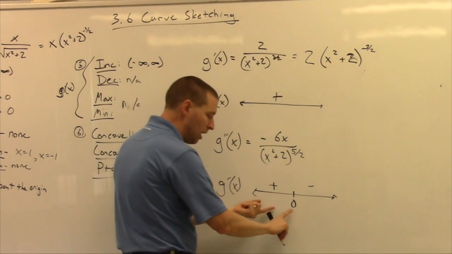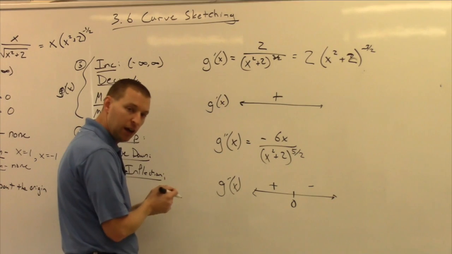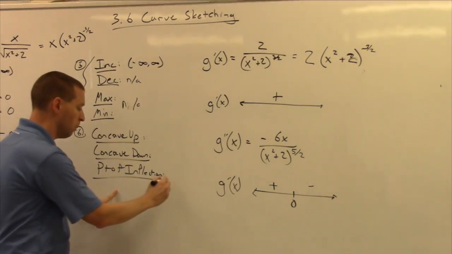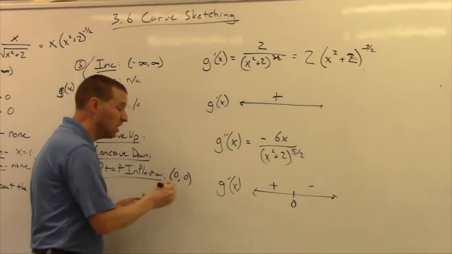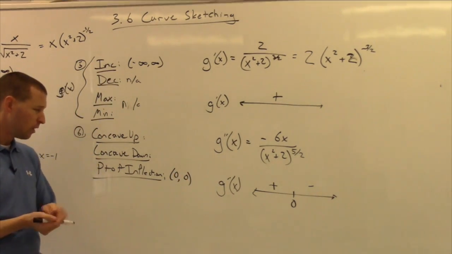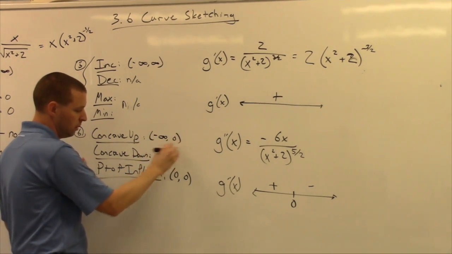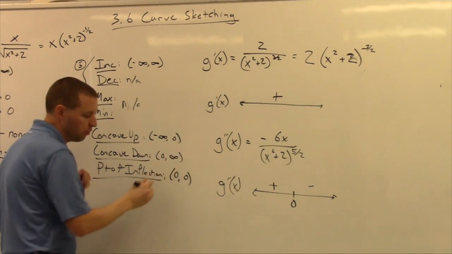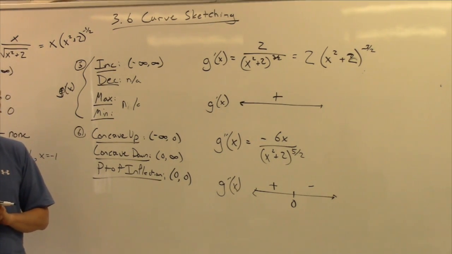So what I have here, at the point 0, and I've got to figure out what the y value is, I have a point of inflection that's happening. So my point of inflection is at the point 0, and it's a good thing I actually already figured that out, 0, 0. My function is concave up from -infinity to 0, and it's concave down from 0 to infinity. I now have enough information to be able to graph this thing.